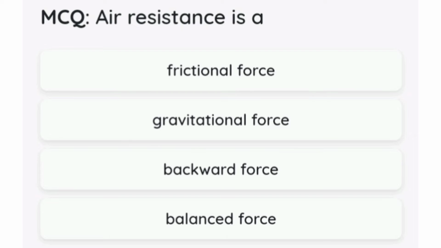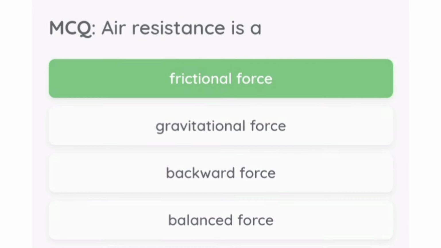So next we have: air resistance is a frictional force, gravitational force, backward force or balanced force. So the right answer is frictional force, because air resistance is a frictional force, which opposes the motion of an object.